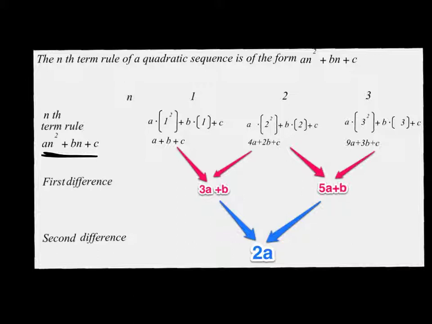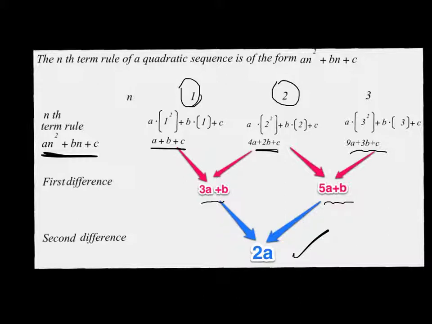When n equals 1, we substitute 1 into the general quadratic sequence and we get a plus b plus c. When n equals 2, we get 4a plus 2b plus c. When n equals 3, we get 9a plus 3b plus c. When we work out the first difference, we get 3a plus b, and we also get 5a plus b. And the second difference really gives us 2a, which is what we are looking for.